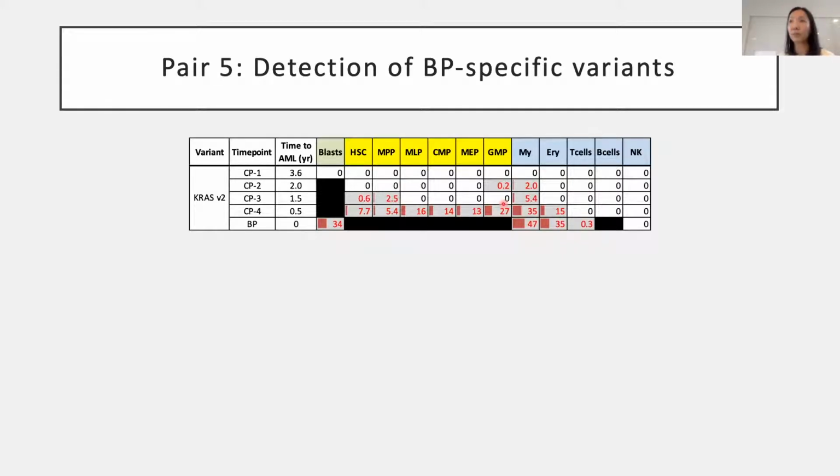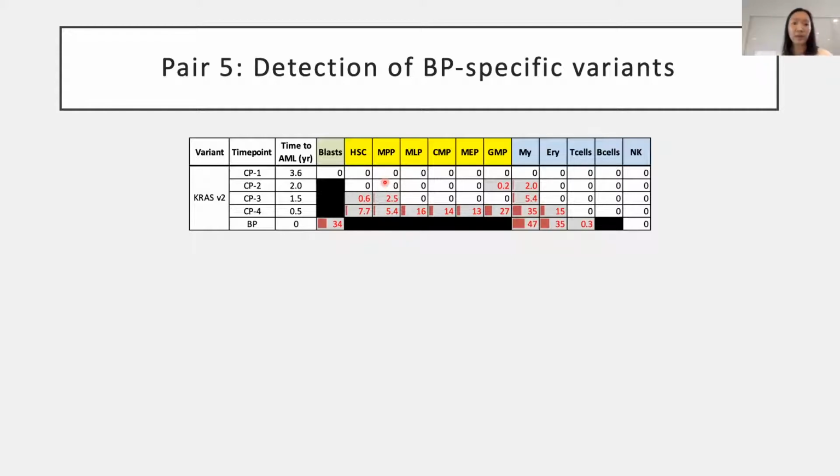However, this variant becomes apparent and is acquired already by 2 years prior to blast phase diagnosis, and is present at very low allele frequencies within the GMP progenitor population. And we see it also in the CD33 positive myeloid population. This variant is present still at very low frequencies at 1.5 years, and we can now see it within the HSC population and downstream progenitor, and again in the myeloid population.